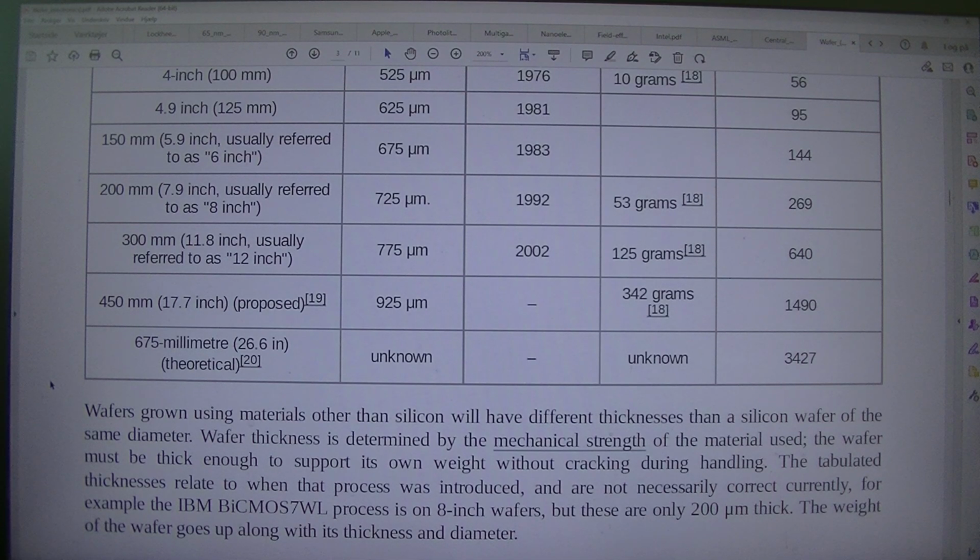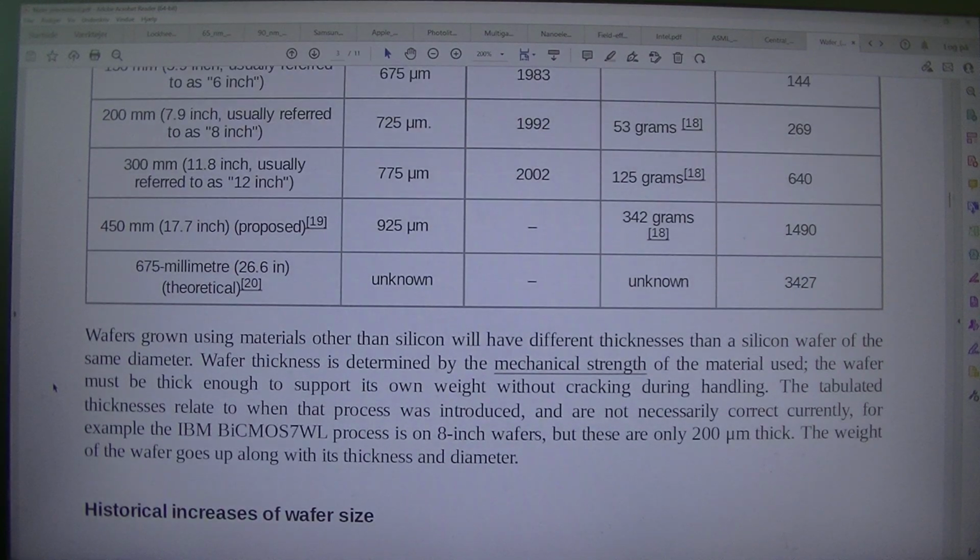269.300 mm, 11.8 inch, usually referred to as 12 inch, 775 µm, 125 grams; 18, 640.450 mm, 17.7 inch, proposed, 925 µm, 342 grams; 18, 1490.675 mm, 26.6 in, theoretical, unknown thickness. Wafers grown using materials other than silicon will have different thicknesses than a silicon wafer of the same diameter.